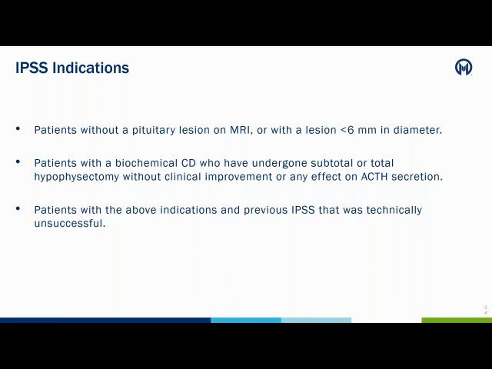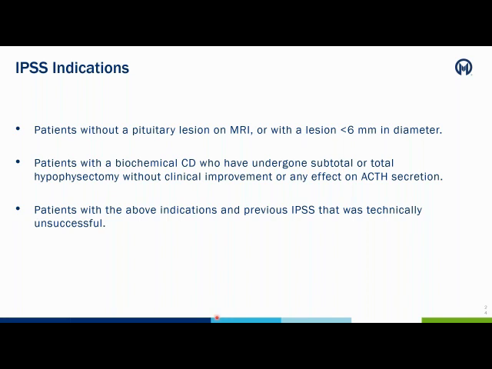There are also indications in patients with biochemical Cushing's disease who have undergone subtotal or total hypophysectomy without clinical improvement or any effect on ACTH secretion, and that includes patients not having a pathological diagnosis. If a patient has had prior surgery and does have a pathology confirming a corticotroph adenoma, the chances that there is a tumor in the sella, residual or recurrent, are very high, so the indications for IPSS are questionable in those scenarios.